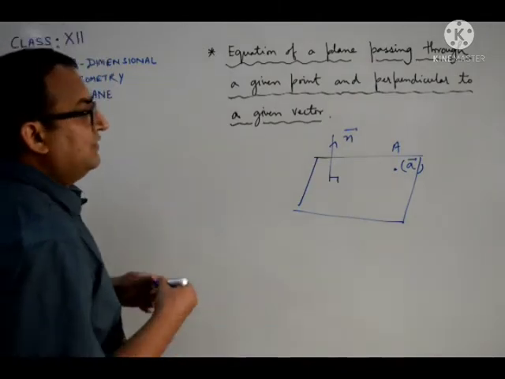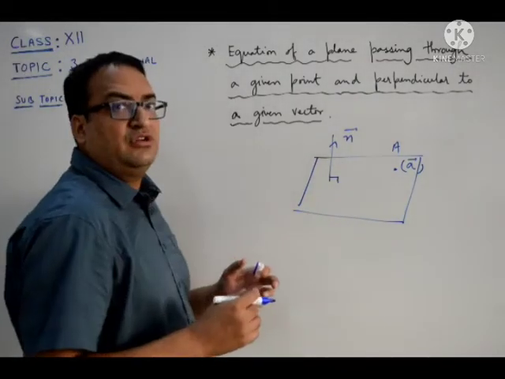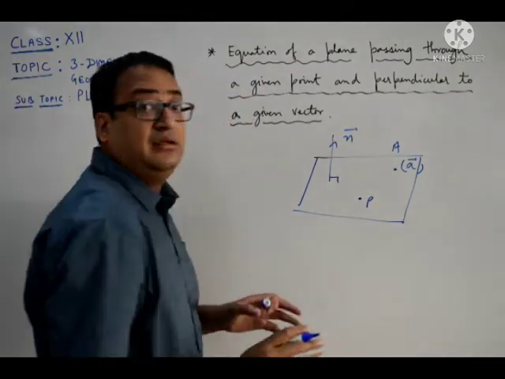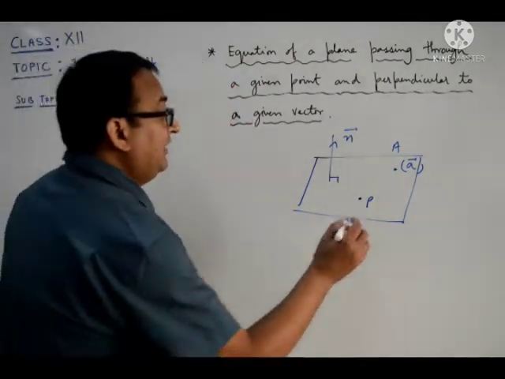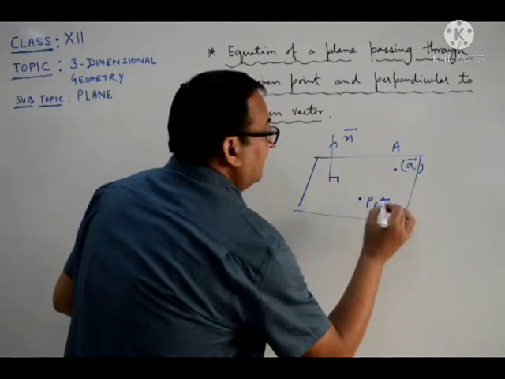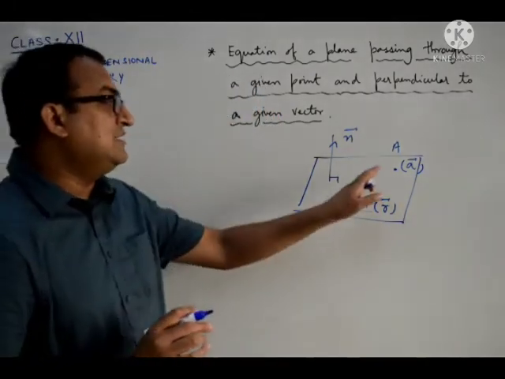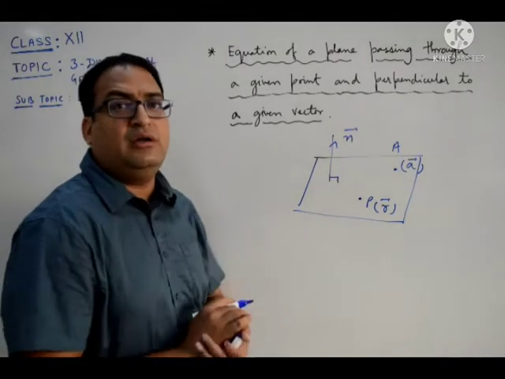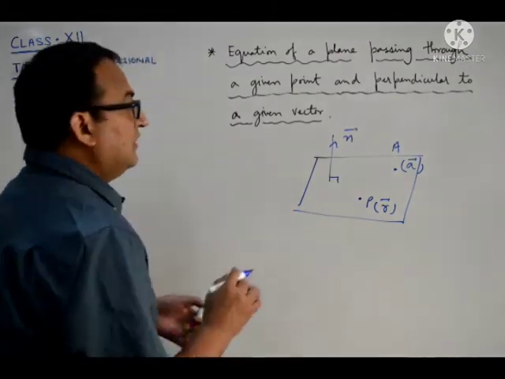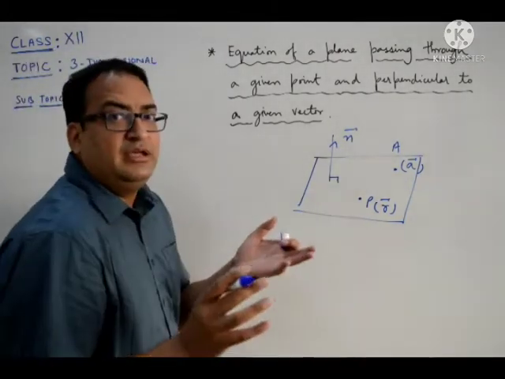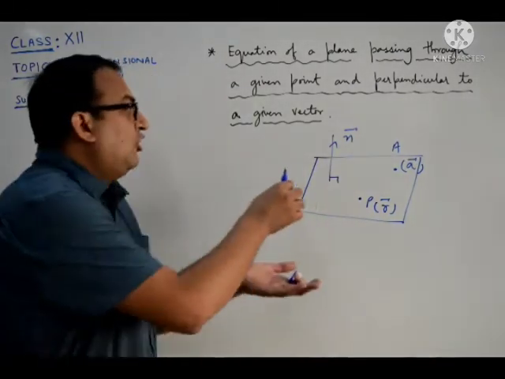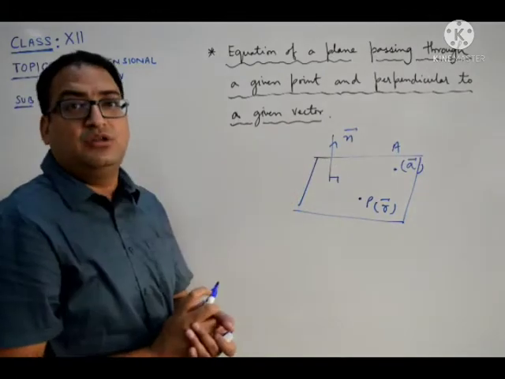So let us see how. For finding the equation of the plane, say consider a point P, any point P on the plane with position vector r vector. So A is the fixed point through which the plane passes, and P is any point on the plane. So clearly we will be using this condition of perpendicularity, the reason being this is the vector which is normal to the plane.